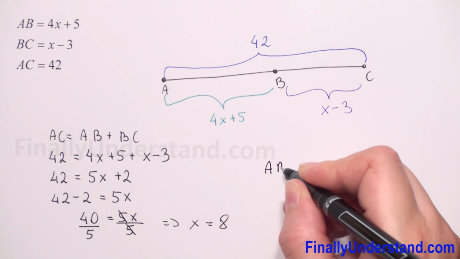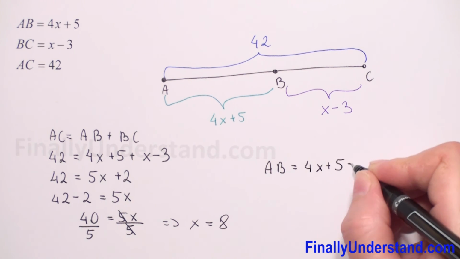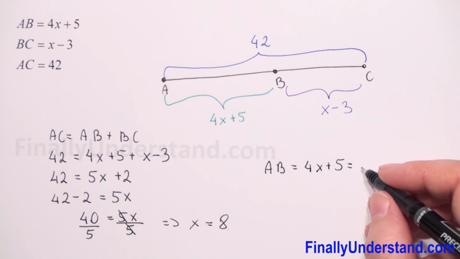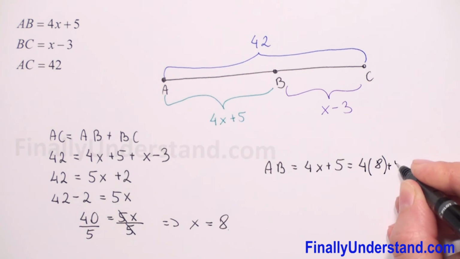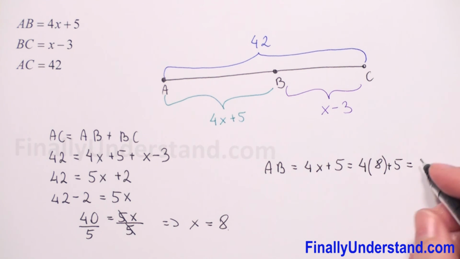Because AB is equal to 4x plus 5, now we can substitute x by 8. So we have 4 times 8 plus 5. So this is equal to 4 times 8 is 32 plus 5 is 37.